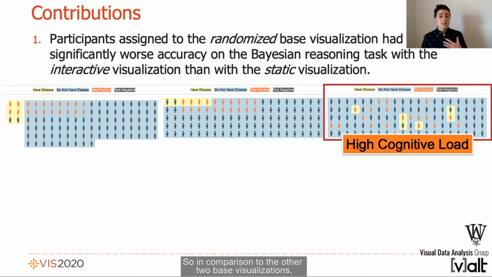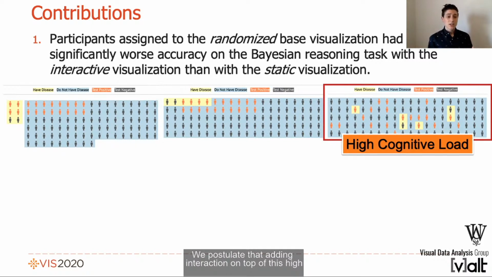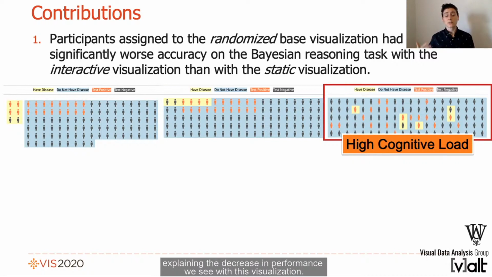So in comparison to the other 2 base visualizations, this visualization induces relatively high cognitive load. We postulate that adding interaction on top of this high cognitive load viz may have led to cognitive overload, explaining the decrease in performance we see with this visualization.